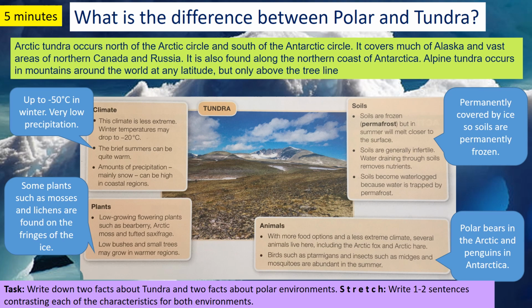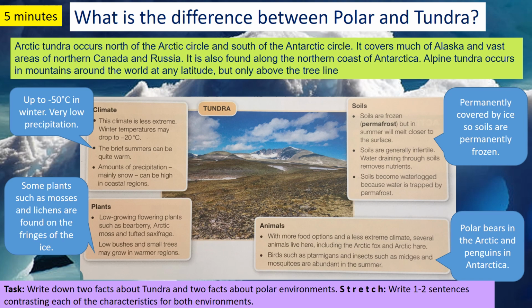So in tundra regions, the soils are frozen. This is called permafrost, where the soils are frozen throughout the year. In polar regions, they're permanently frozen. In tundra regions, the soil can melt a little during the summer months, compared to polar regions where it's just permanently frozen further towards the poles.